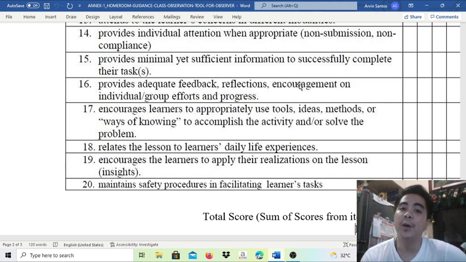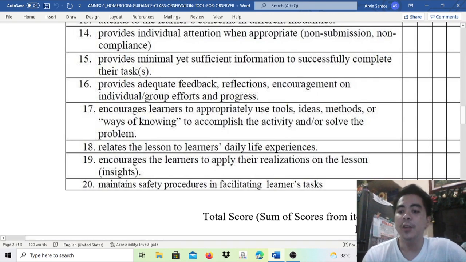And then, 19, you maintain safety procedures in facilitating learning tasks. So, it's very important pa rin that in this time of pandemic, we need to maintain the safety of our learners. O how you facilitate it, how you adapt it if you're in a modular type of learning, diba, in your online class. So, kasama po yun dyan.